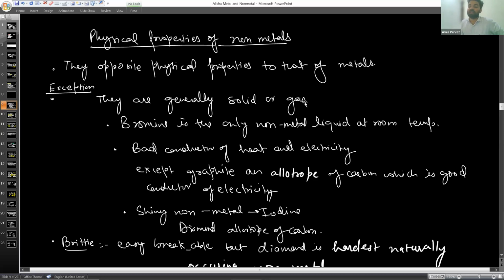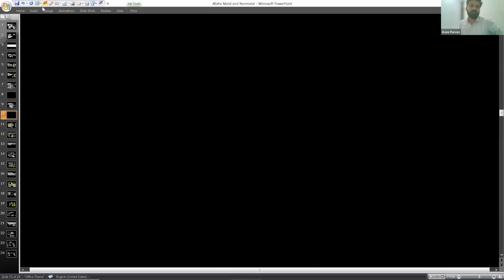Generally, non-metals are solid or gas. But bromine is the only non-metal that is liquid at room temperature. Which metal is liquid at room temperature? Mercury. Bromine is a non-metal. They are bad conductors of heat and electricity except graphite, an allotrope of carbon. Graphite is an allotrope of carbon and diamond is also an allotrope. Allotropes are substances that have the same kind of atoms, but their arrangements are different. Like in graphite, carbons are arranged in a hexagonal pattern, this way.